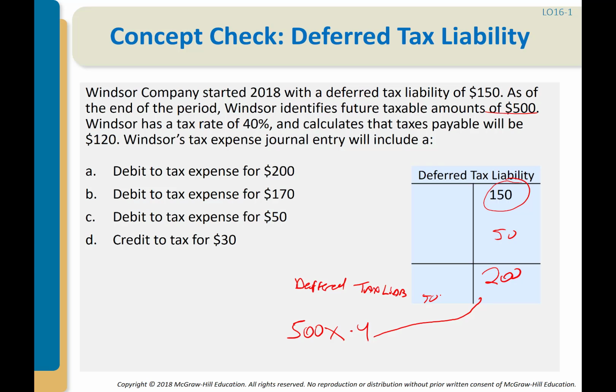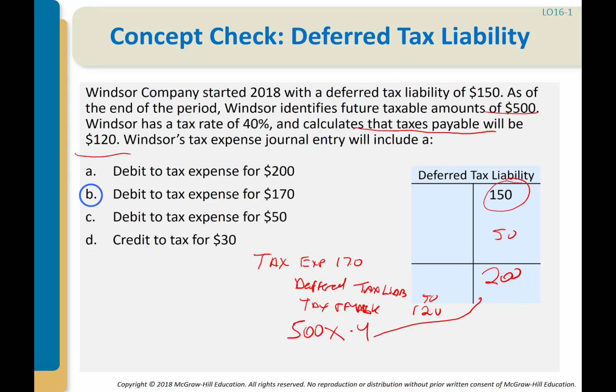That's 50, okay? And then I have to go ahead and write a check to the IRS for what? They tell me tax payable is what, 120? So the tax payable is 120. So can I figure out the tax expense then? Can I figure out the tax expense? Yeah. Got to be 170. It's the plug to make this journal entry balance, isn't it?